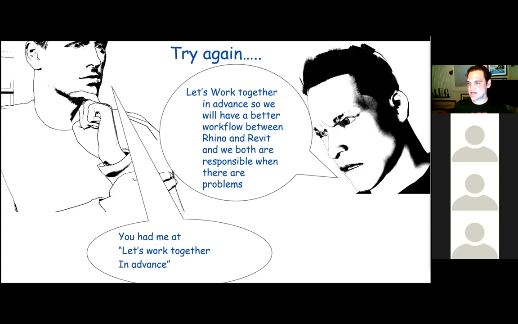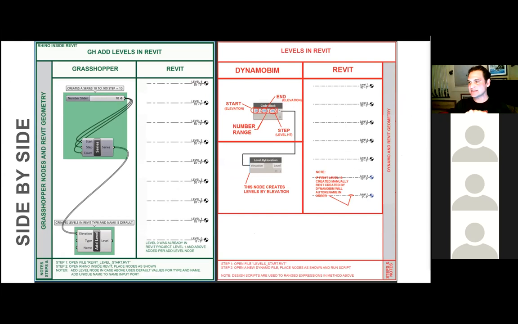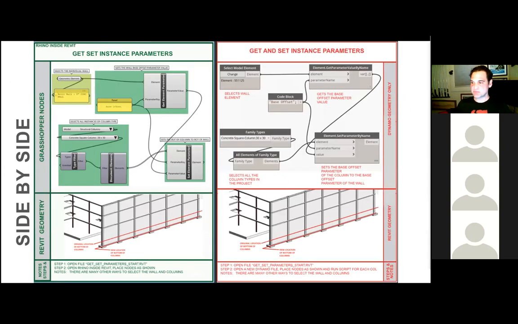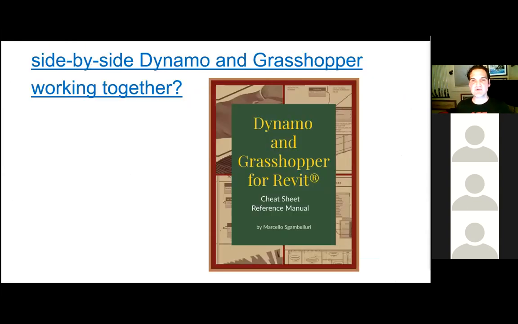I think Jasper and Mario mentioned this in the beginning, that I have written a book, basically side-by-side comparisons. This is how you do it in Dynamo. This is how you do it in Grasshopper. There's a bunch of examples there. So this is the book I wrote. If you want to check it out, go ahead.